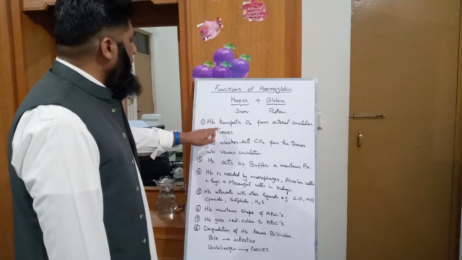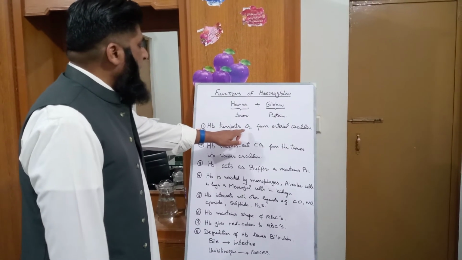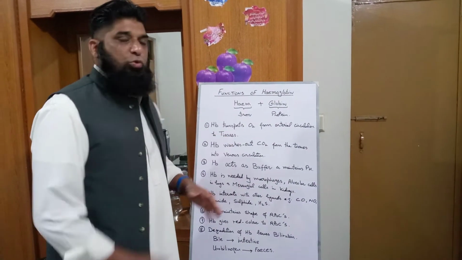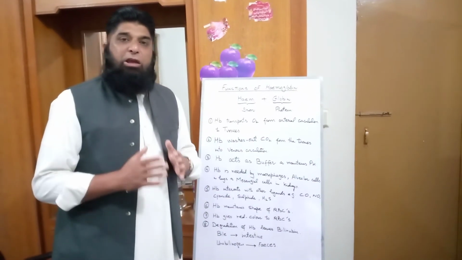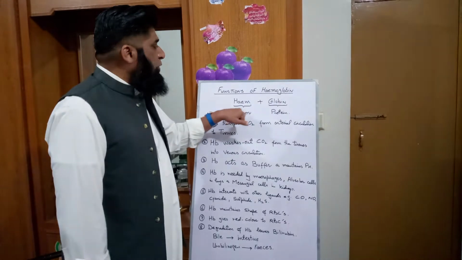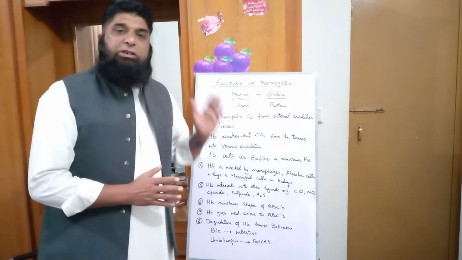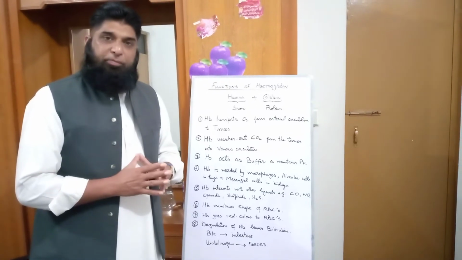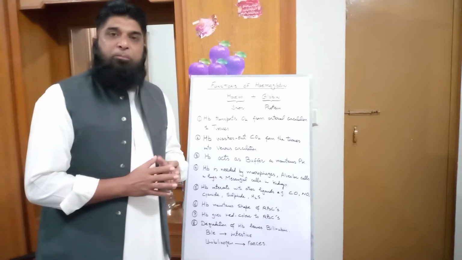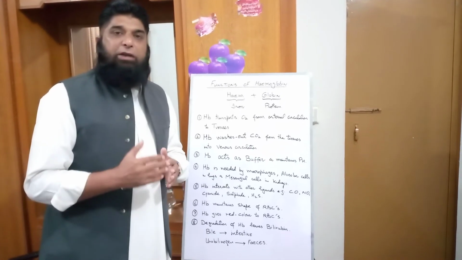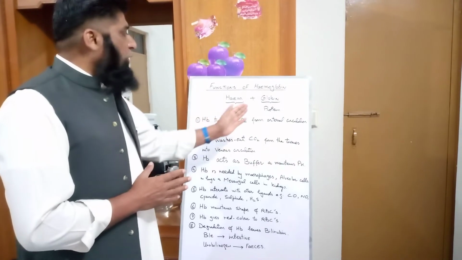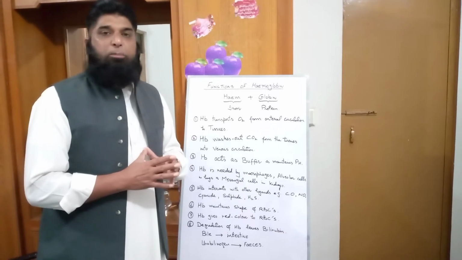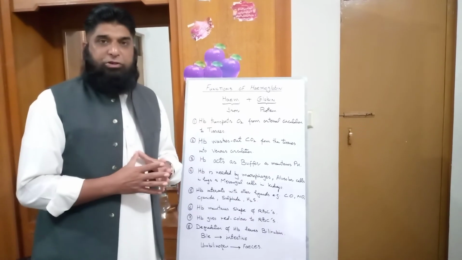Students, the main function of hemoglobin is that it transports oxygen from arterial circulation to the tissues. Oxygen binds with the iron component of the hemoglobin. This iron of hemoglobin must be in the ferrous form. When iron is in the ferrous form, oxygen will rapidly attach with the heme component of the hemoglobin. And this oxygen is carried to different tissues of the body for their normal function.